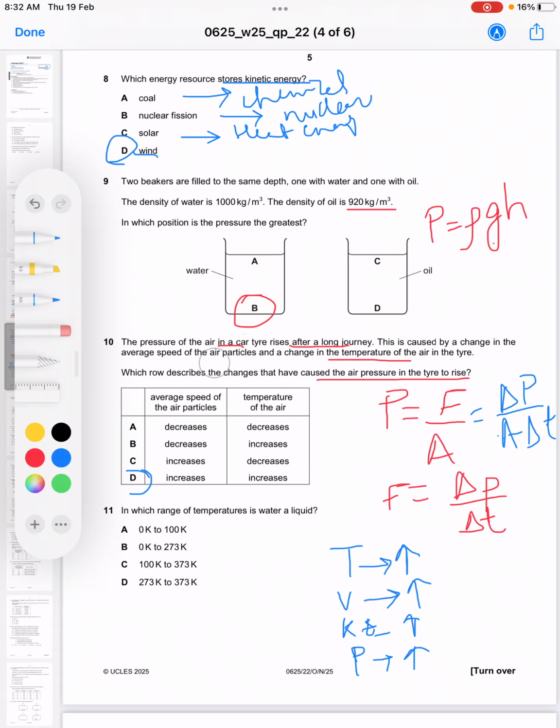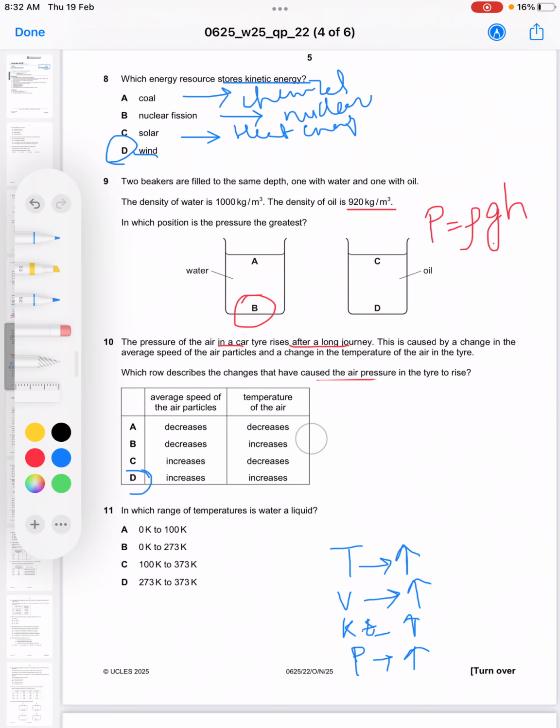Friends, I hope this question is clear, right? Pressure increases because temperature increases, velocity increases, kinetic energy increases, pressure increases.